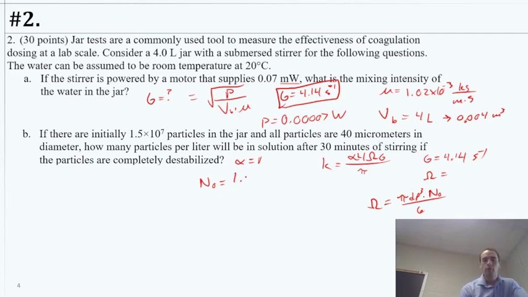So what we'd have to do here is 1.5 times 10 to the 7th particles, and that's in the 4-liter vessel. So that gives us a 3.75 times 10, I think still to the 7th. Let's see, that should be to the 6th, right? Particles per liter. I don't actually have it written, but I think that's it. If you have that, please double check me there.